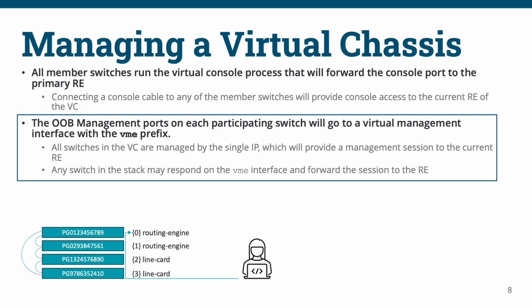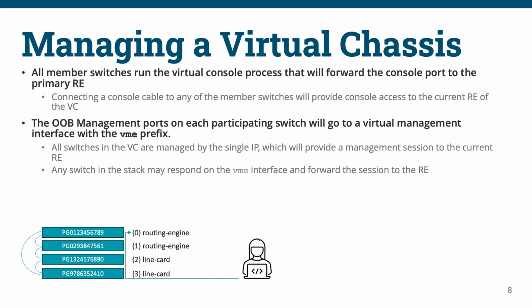All switches in the virtual chassis are managed by a single IP, which is one of the primary features of a VC. This also means that the VC will be accessible and manageable even if the console port and management port on the primary RE are not functional, as long as one of the member switches is connected. Next, we'll review a feature that is very similar to one we've seen before for ensuring minimal traffic disruption during a software upgrade.